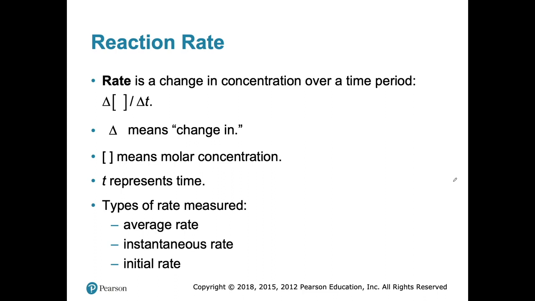So, just to reiterate here, the rate is equal to the change in the concentrations of a reactant or the product or anything over the change in time. Delta means change, brackets means concentration, and t means time, right? The average rate, the instantaneous rate, or the initial rate. Those are the three types that we measure, okay? The instantaneous rate, the average rate, and the initial rate.